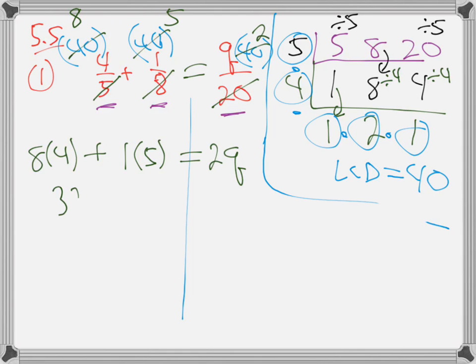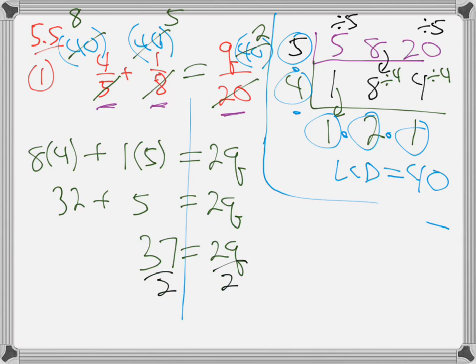So what do we have? 32 plus 5 is 2q. 37 is 2q. Last step to get q alone: divide by 2. 37 halves. So it's nice. It only took one page, huh?